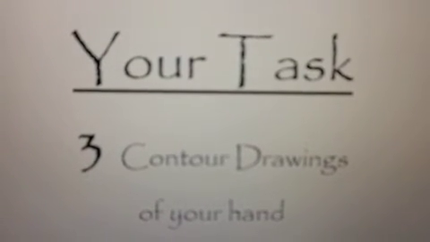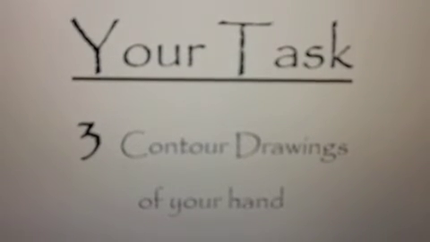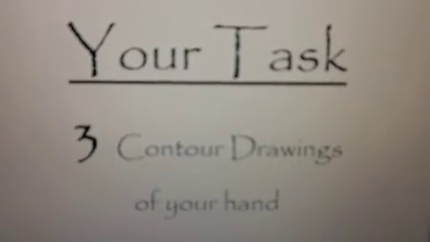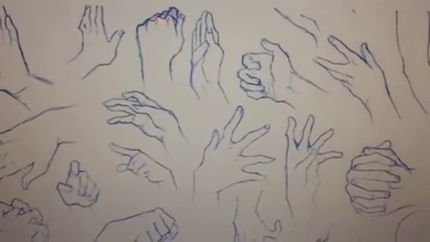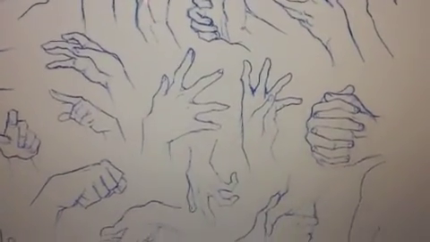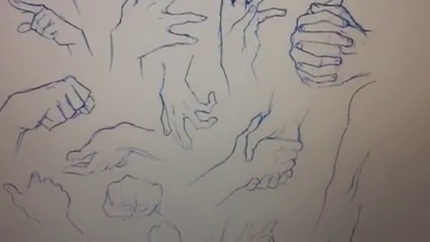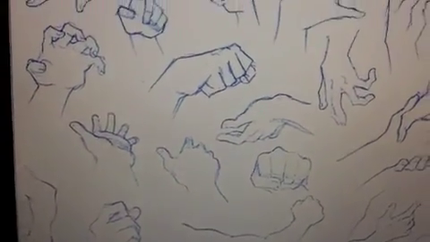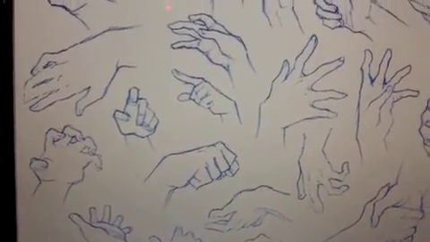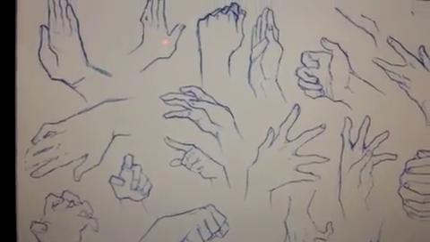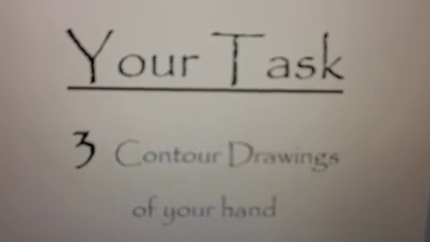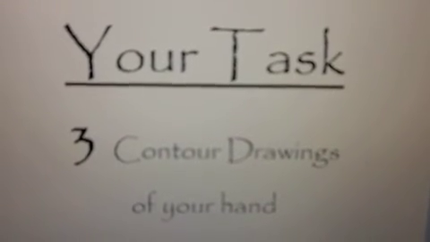Your task for this lesson is to do 3 contour drawings of your hand. Each drawing should be of your hand in a different position. Here are examples of different hand positions that you can use. Don't forget to take your time. These drawings shouldn't take too long, but don't rush.